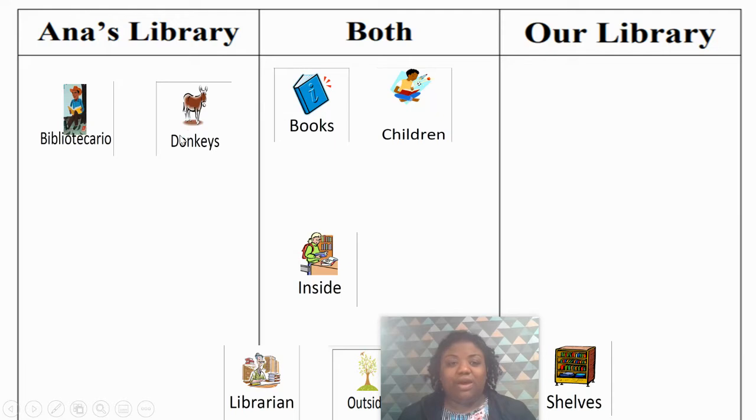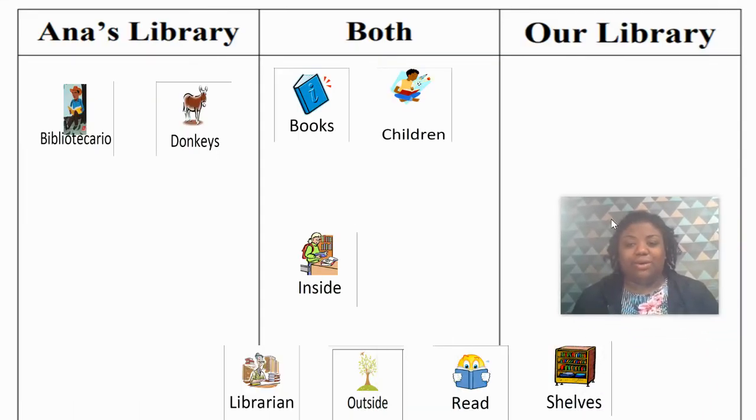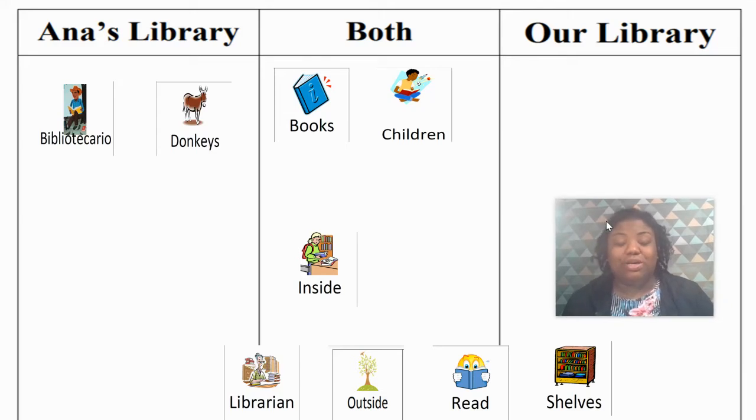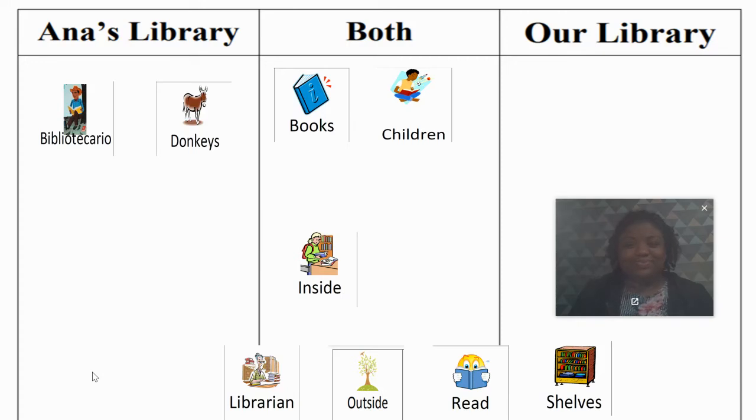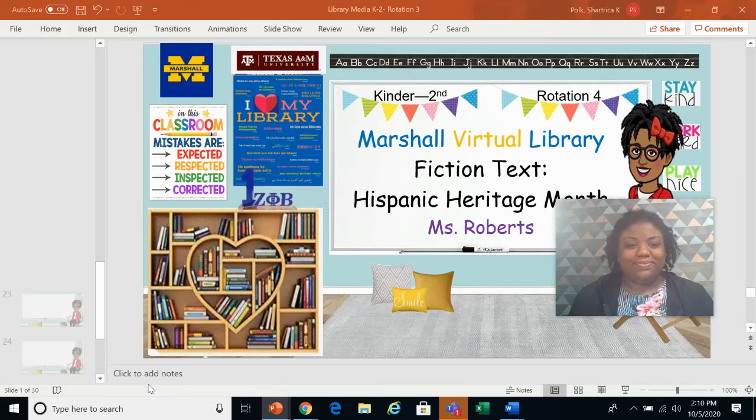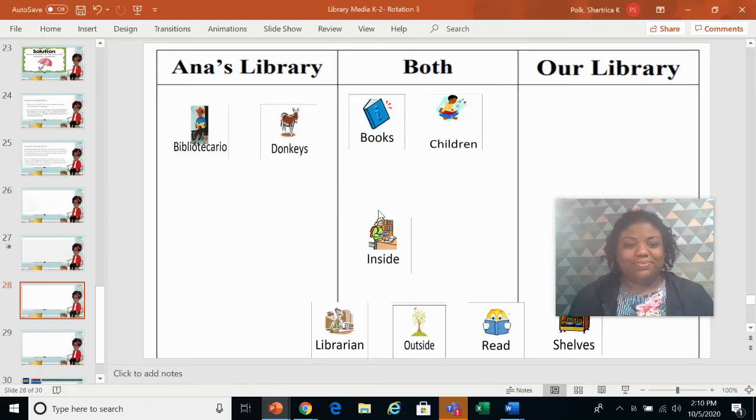Now that you have read the book, Waiting for the Biblioburro, we're going to look at the differences and the similarities of Anna's library and our library. So some of these are already done for us. Let me end the show. But some of these are already done, but let's check them to make sure.